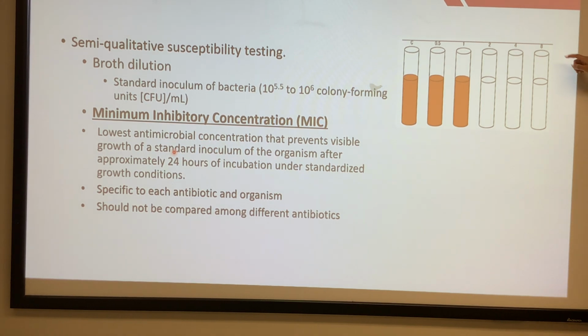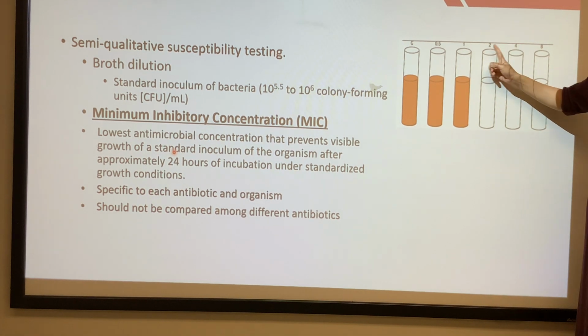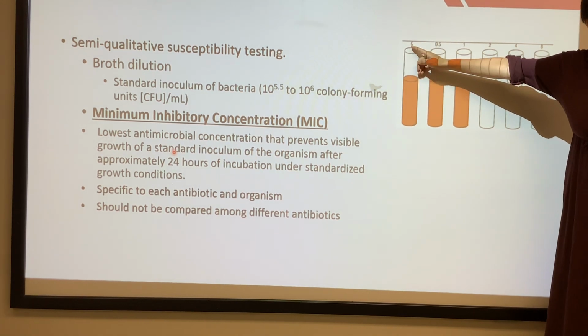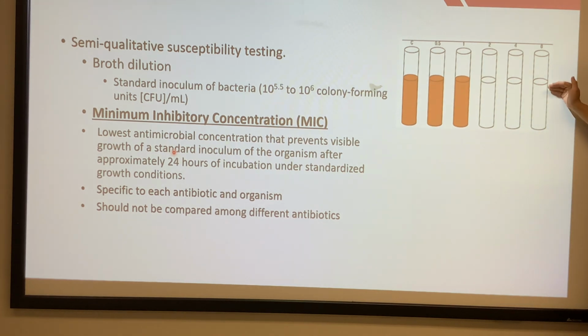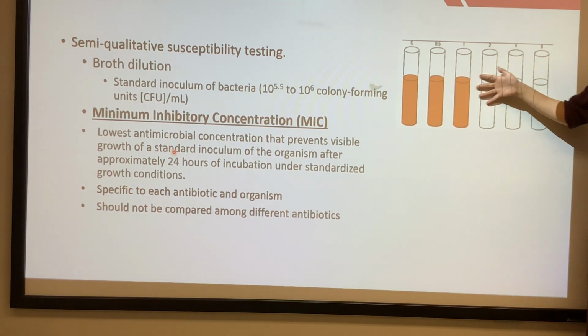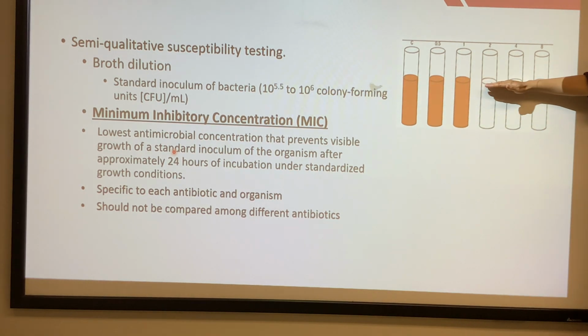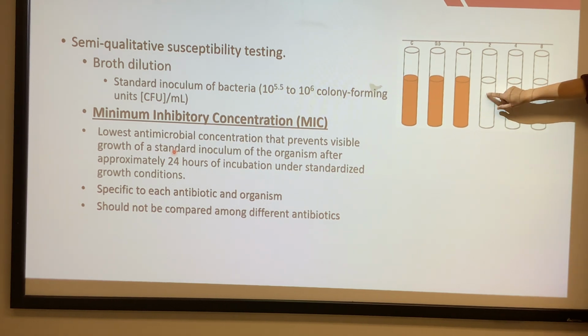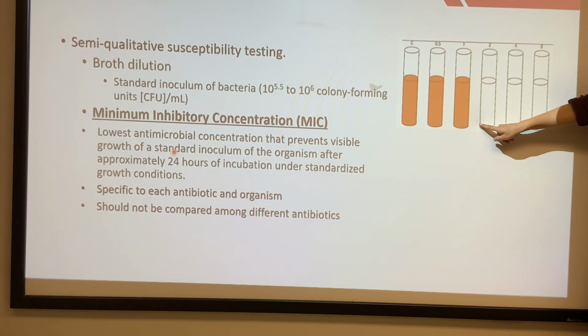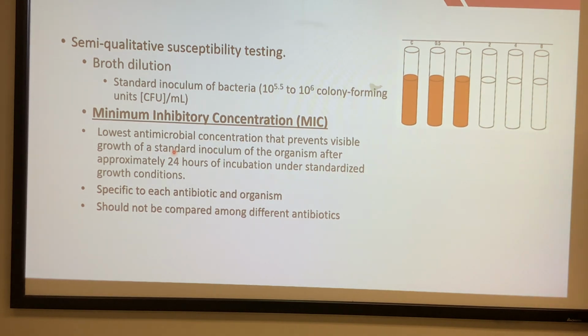So for example, this one is a serial dilution from 8 microgram per milliliter to 4 to 2 to 1 to 0.5 to nothing, right? So within this series, the antibiotic concentration declines, right? And with the same microorganisms growing in the broth, this one is the lowest concentration that can prevent a visible growth of your bacteria. So that is considered the minimum inhibitory concentration. This is specific to each antibiotic and each organism, so it's going to be different for each, and you cannot compare these among different antibiotics.